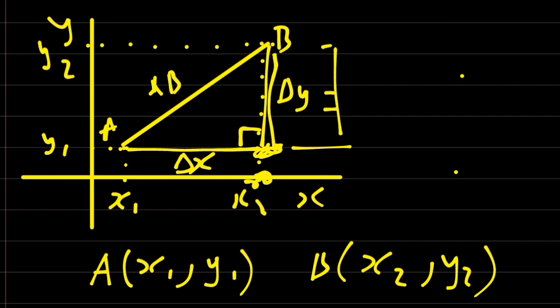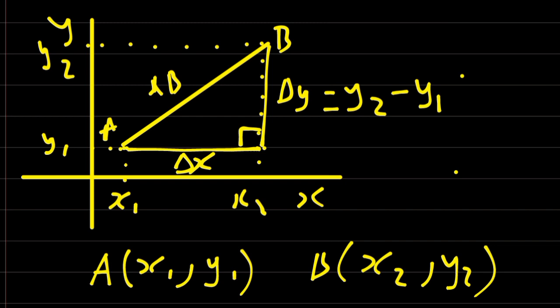y2 minus y1. Just take for instance, we have from here to here is 1, and from here to here is 3. So what will be from here to here? It's simply going to be 2. How do you get the 2? 3 minus 1. That is the same logic we are going to use here. Change in y is going to be equal to y2 minus y1. And the same thing, change in x is equal to what? x2 minus x1.